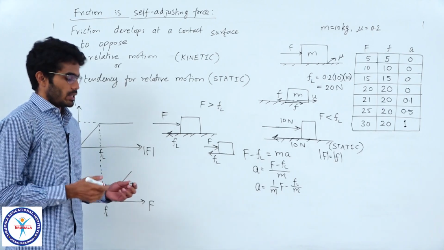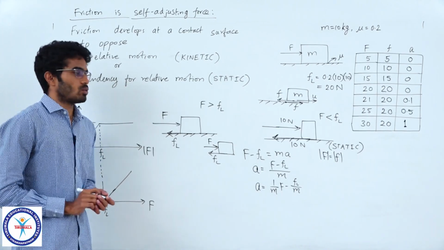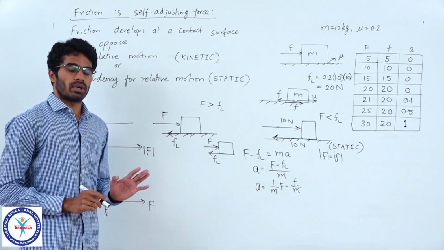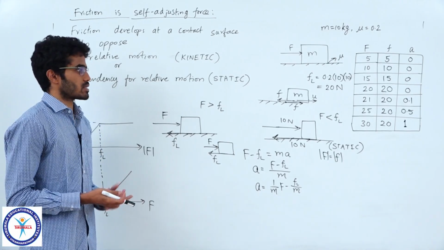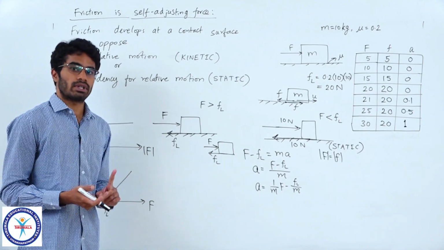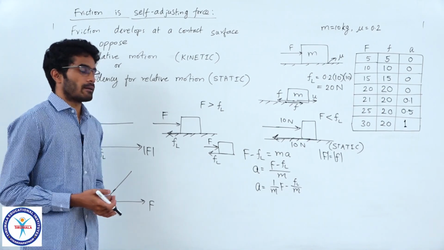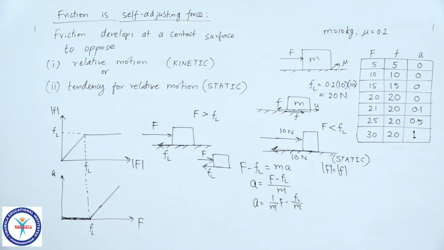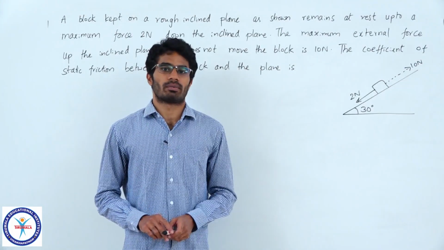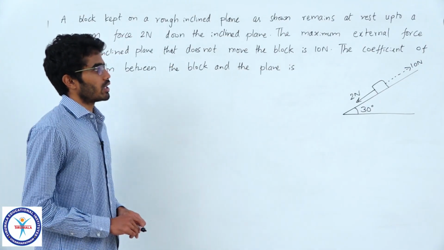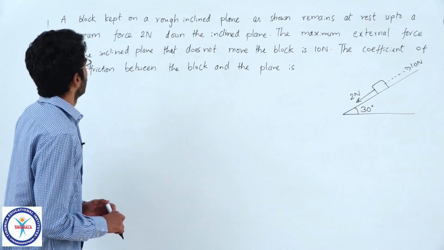So, this is the nature of friction. You have to observe how the friction is developing in a particular problem, whether it is static or kinetic. Check for the relative motion or the tendency for relative motion. They are very important. Let us solve a problem. This is a previous JEE question given in 2019 January. Let us read the question.